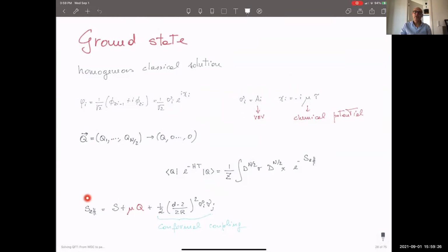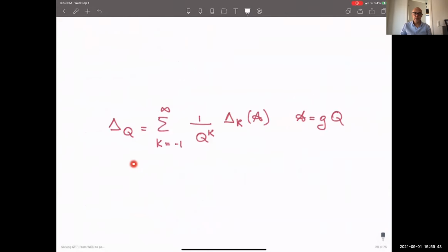At this point, your effective action has three terms: the original effective action, the term that fixes the charge, and a conformal coupling, okay? Because we are on a non-trivial manifold. R is the radius of the cylinder, and D is the dimension of the space. All right, so what we would like to calculate is this conformal dimension here, expanded in 1/Q, where A is g times Q, okay? And this is going to be kept fixed.